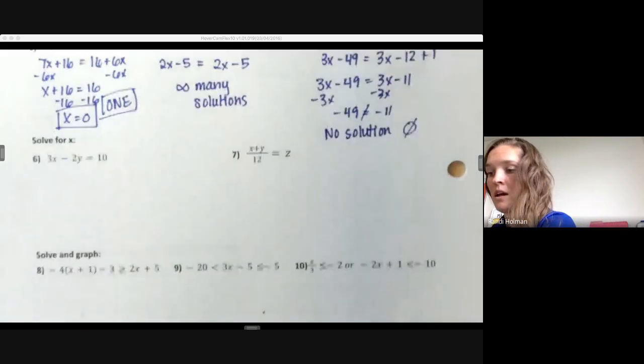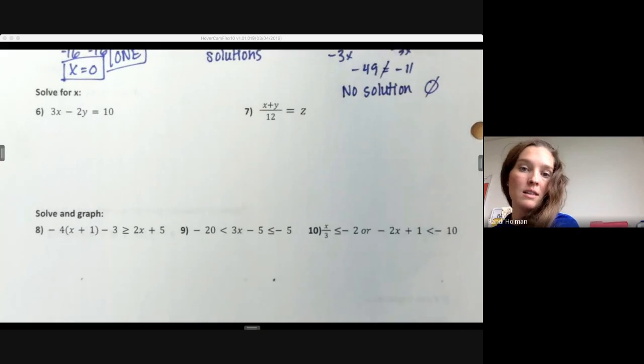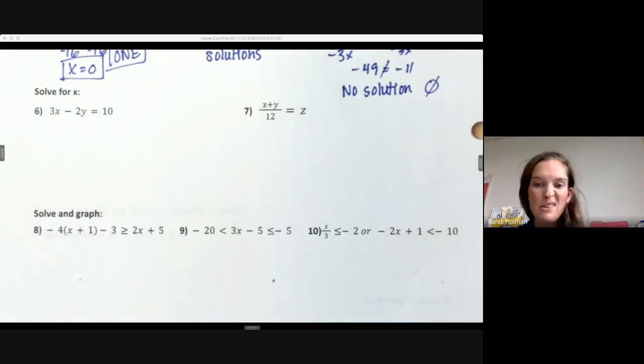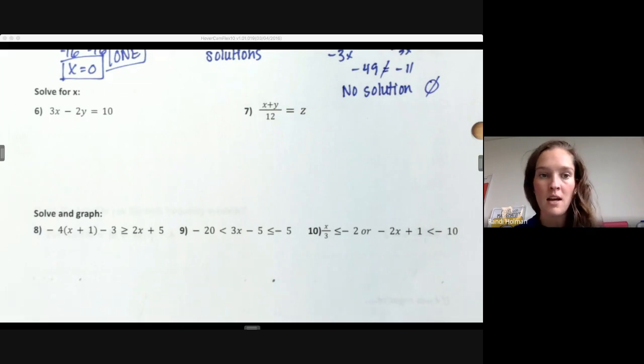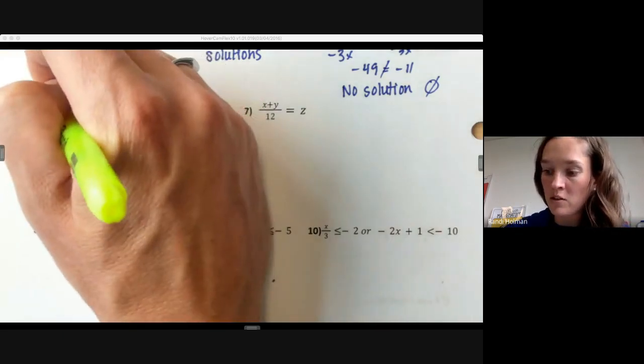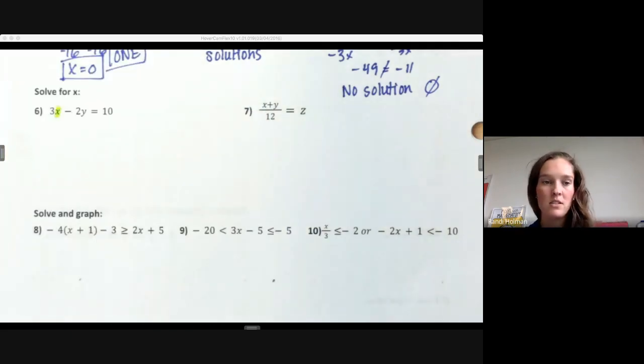Okay, some more solving, but these are literal equations. All that means is that we have more than one variable. We're still going to do all the same operations. We're just going to end up with variables in our answer, which is totally fine. Okay, here it's important to know what variable you're trying to get by itself. It's that x there. So we're still going to use inverse operations, reverse order.